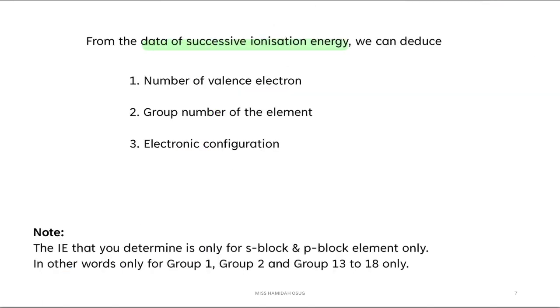So as a conclusion, if we are given data of successive ionization energy, we can deduce three things, which are the number of valence electrons, the group of the element, and also the electronic configuration. And please take note that the ionization energy that you determine is only for the s block and p block elements. In other words, we can only use it for group 1, group 2 and group 13 to group 18 only.